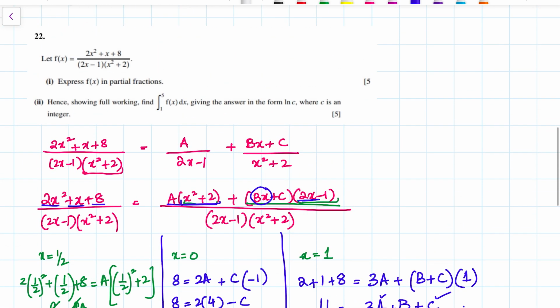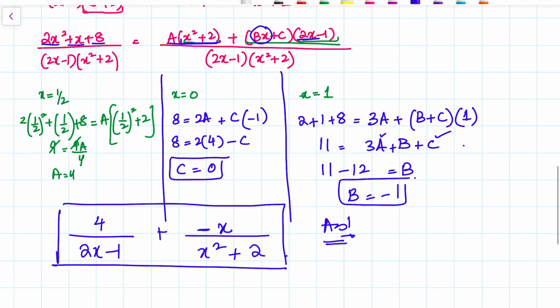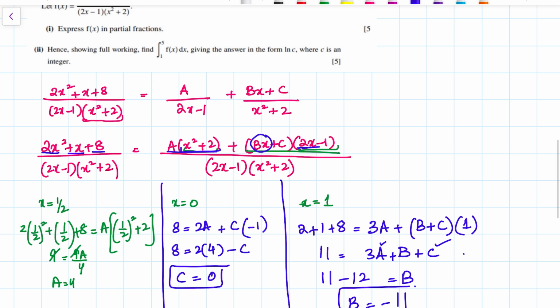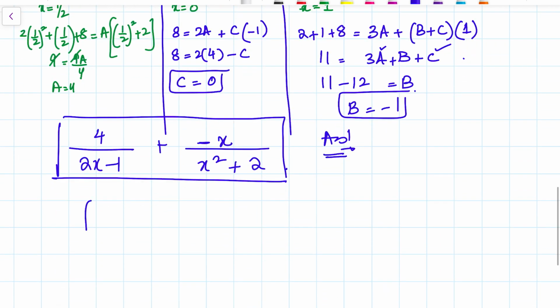This is the first part's answer. Now, the next part says you have to integrate it with respect to x between limits 5 and 1. So we have to integrate the function. In place of this function, I will write its partial fraction. And we have to write the answer in terms of ln c, where c is an integer. So looking at the answer's requirement is very important. Let's integrate it with limits 5 and 1.